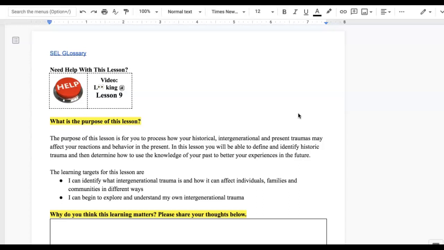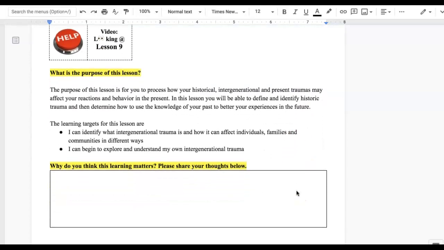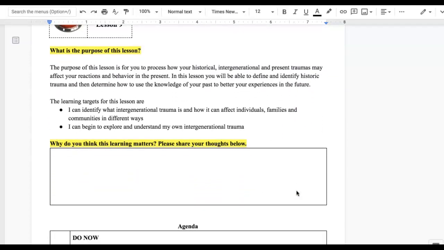The learning targets for this lesson are: 1, I can identify what intergenerational trauma is and how it can affect individuals, families, and communities in different ways. 2, I can begin to explore and understand my own intergenerational trauma. So this lesson is really about a lot of your history, but also about knowing your history in order for you to think about how it will affect your present and your future.